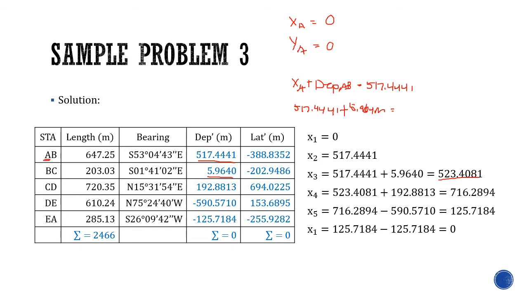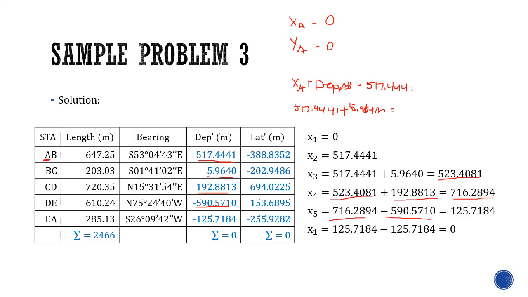Para makarating ka sa D, mag-move ka ulit pa east ulit. Ganong kalayo? 192. Okay, so to get the coordinate of D, that is coordinate of C plus the departure of CD. Ito yung x-coordinate of D. To get to E, ano daw sabi? Para makapunta ka sa E, kailangan daw mag-move ka pa west 590.5710 meters. Okay, so from D kay minus, yan.